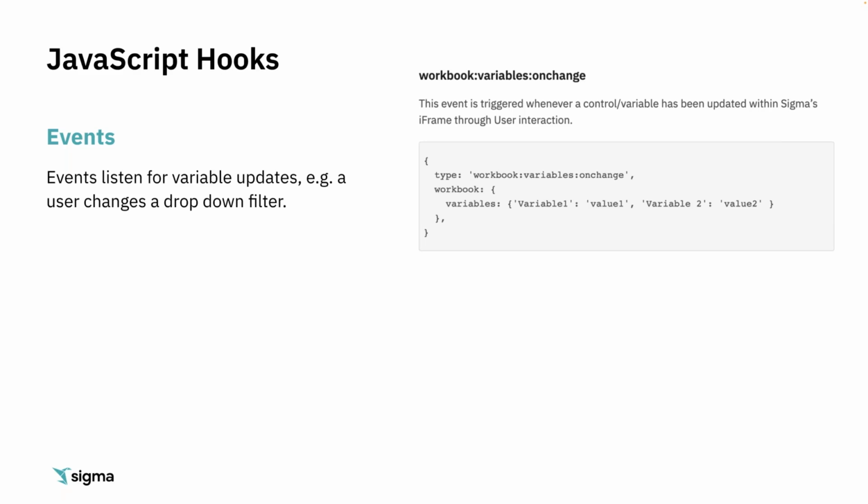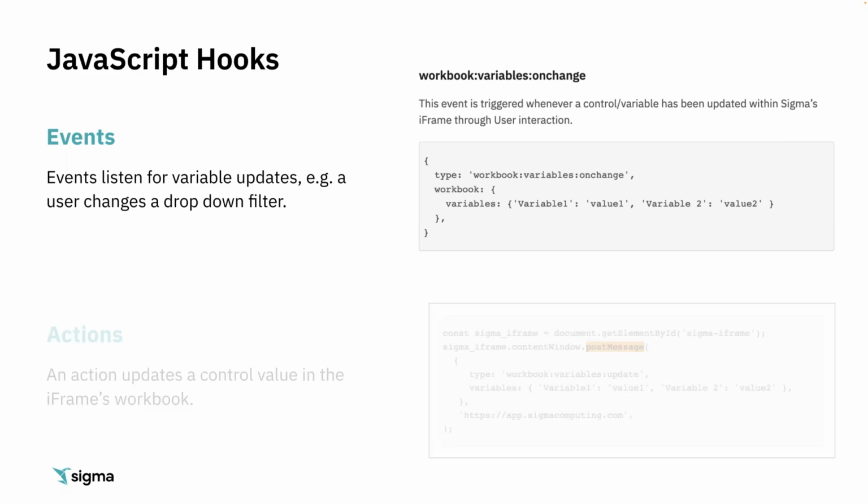Here we have events, and the main event that we support, there's a few of them, but the main one that people use is when a control is changed. So if someone is looking at an embedded Sigma workbook and they change one of the filters, you can detect that in your parent iframe. This can be very useful to know what your user is filtering on in the parent iframe.